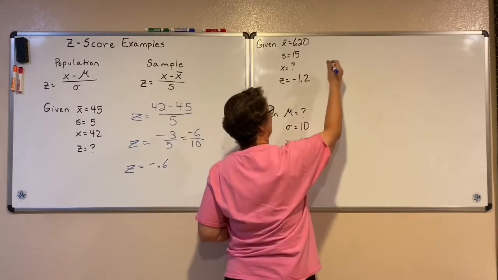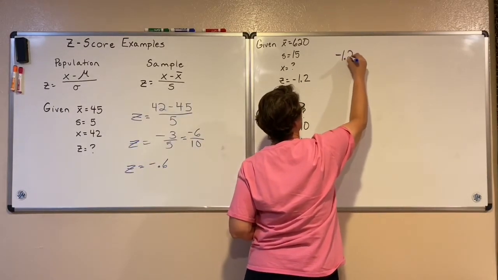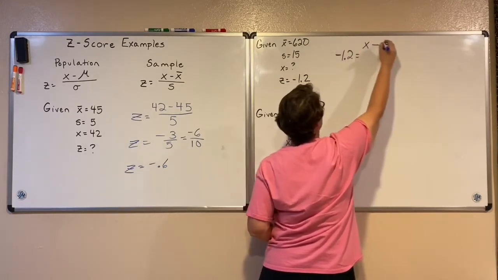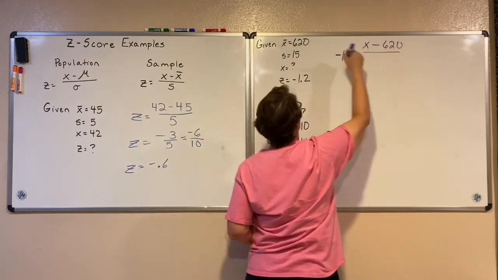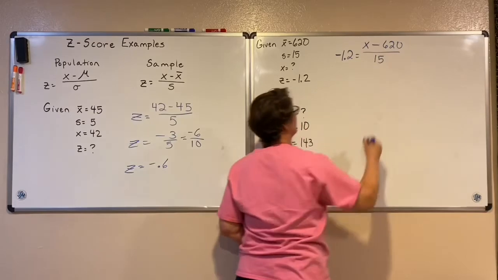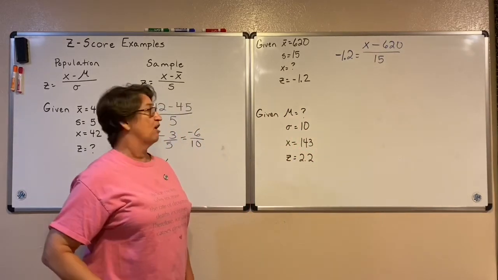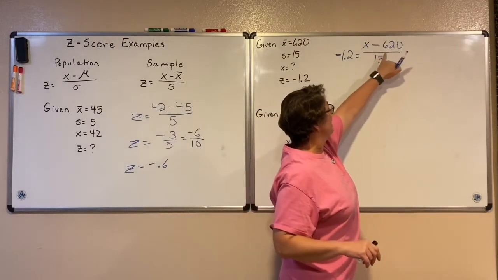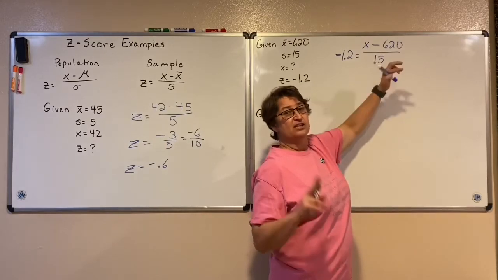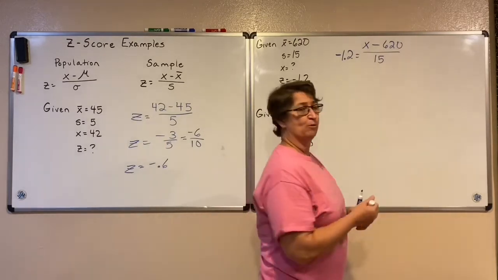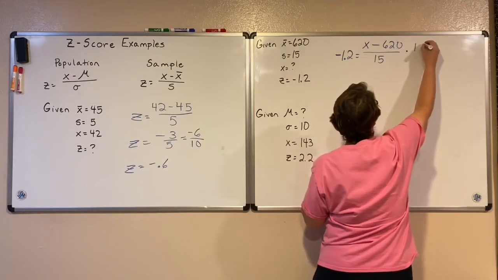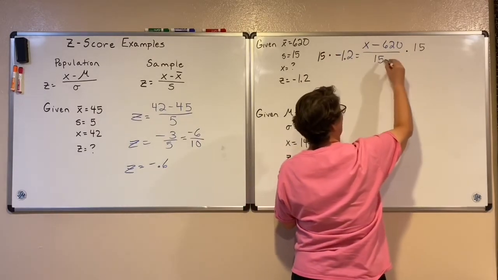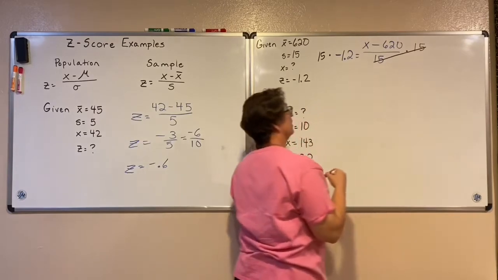In place of z, I'm going to put in the negative 1.2. I don't know x, so I'm going to leave that as an x. My mean is 620. And I fill in my standard deviation with 15. Now I'm going to solve. And in order to solve this, the first thing I need to do is get rid of this fraction. So this side is dividing by 15. To get rid of that 15, I'm going to multiply both sides by 15. If I multiply this side by 15 and I multiply that side by 15, this 15 divided by that 15 becomes 1.